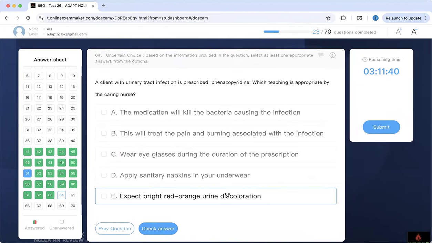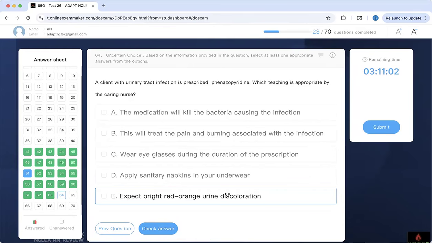A client with UTI is prescribed Phenazopyridine. Which teaching is appropriate when you're caring for this patient? What is that? Phenazopyridine. The medication will kill the bacteria causing the infection. It's a selective supply. This will treat the pain and the burning associated with this infection. Wear dark glasses during the duration of the prescription. Apply sanitary napkin in your underwear. Expect bright red, orange discoloration. What do you think? What do you think in the patient who is taking Phenazopyridine?